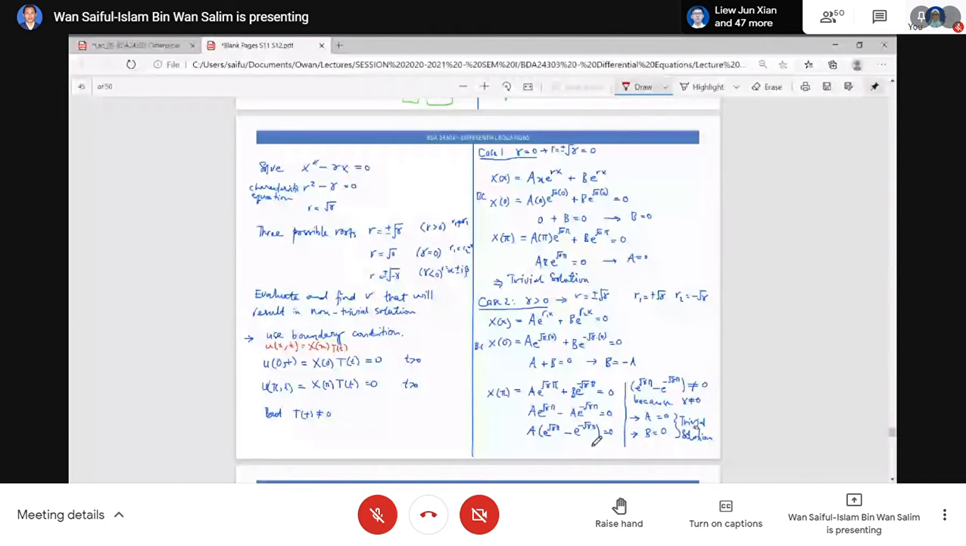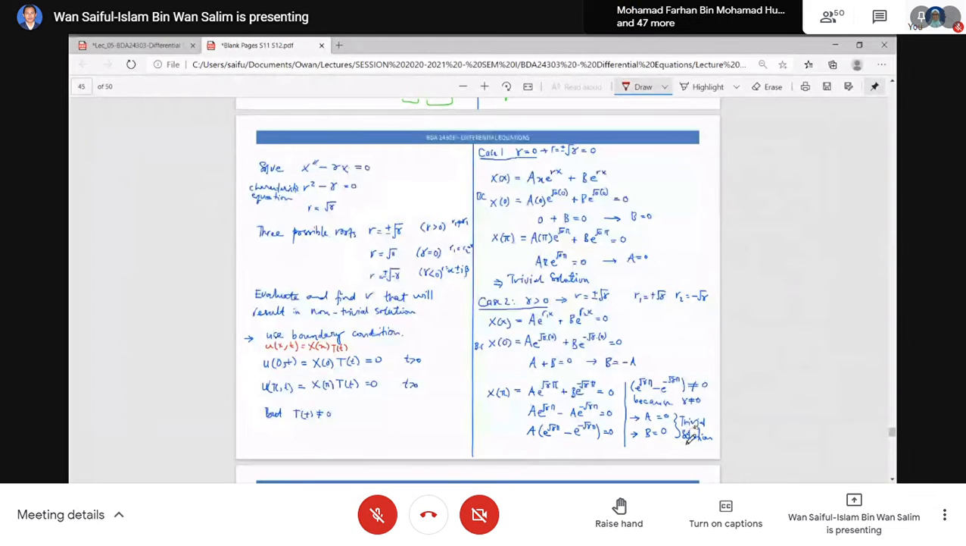So if gamma cannot be 0 here, then only a has to be 0. So a has to be 0 in order for this term to be 0. If a is equal to 0, then we have b also equal to 0. Thus, we have a trivial solution as well. So the second case also gives us a trivial solution. Now our chance lies in this guy, the third case, where the root is a complex number.